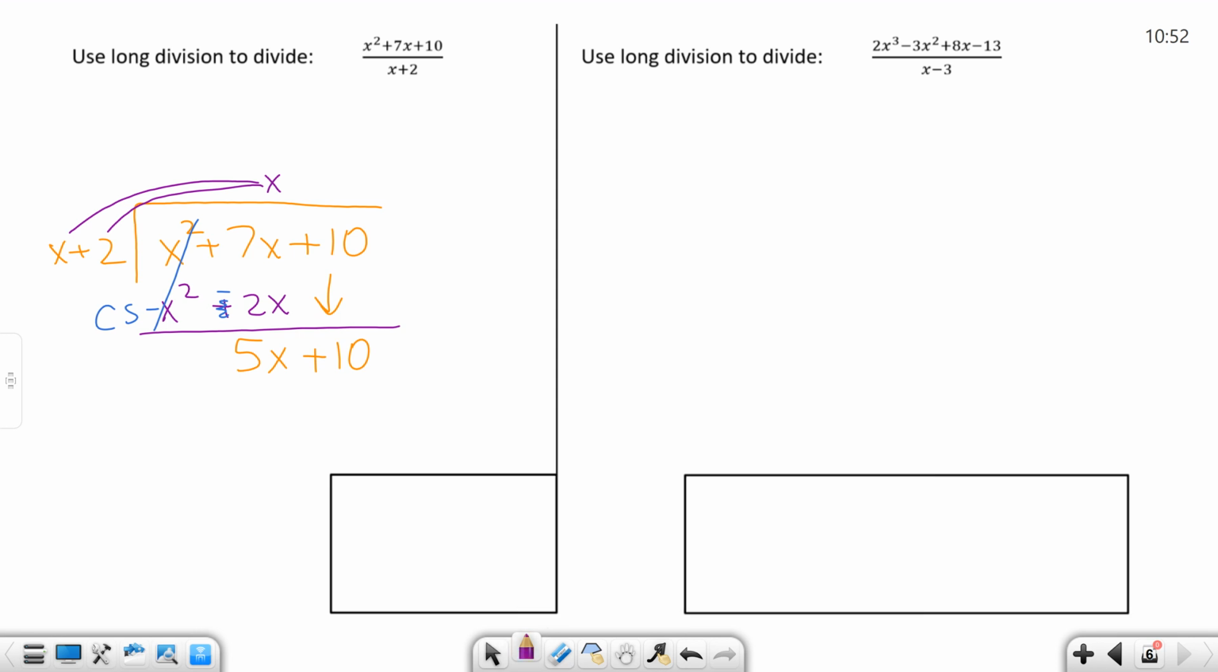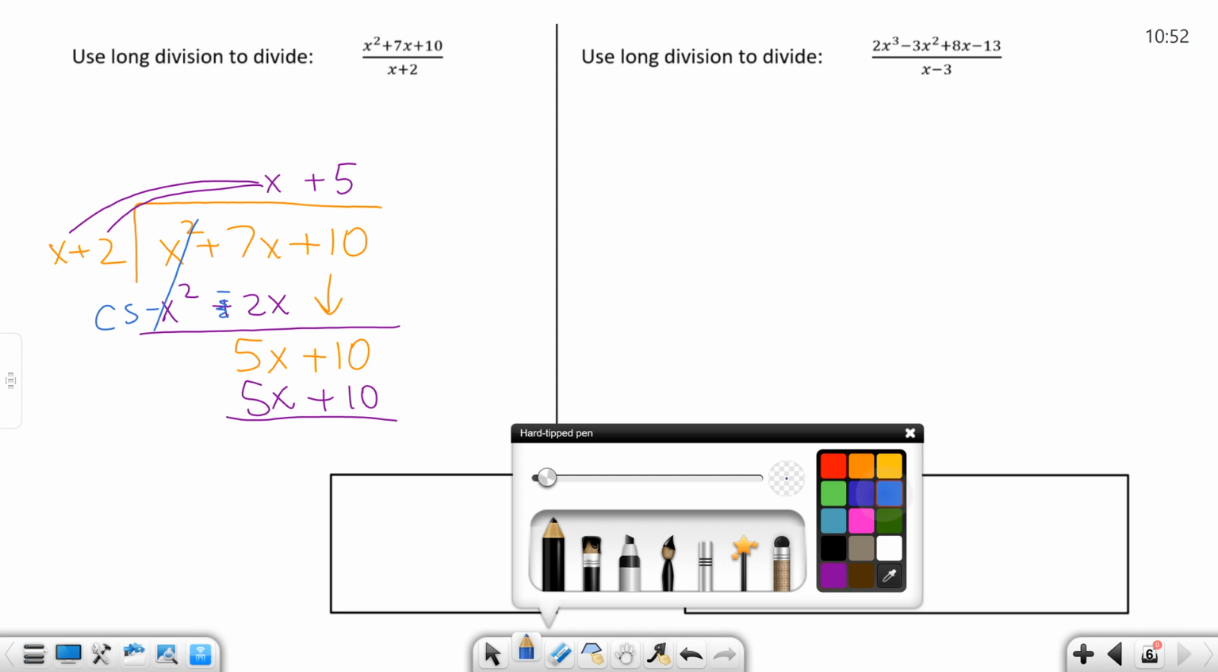Now I look and I say, okay, what do I do to this x to make it 5x? Well, how do you make x 5x? You multiply by what? By 5. But what kind of 5? Positive, because this is a positive number right here, right? There's nothing in front of it, so it's positive. So 5 times x is 5x, and it's the first term. 5 times 2 is plus 10.